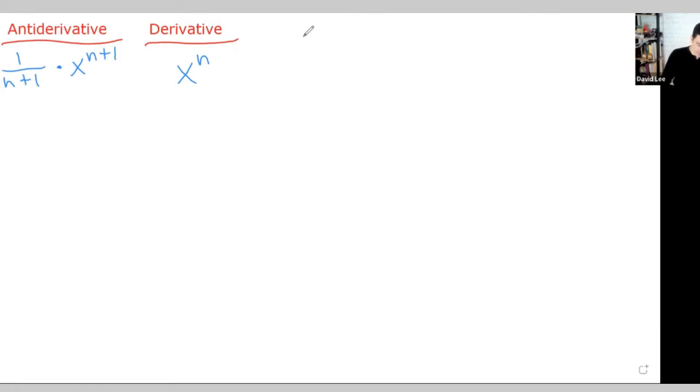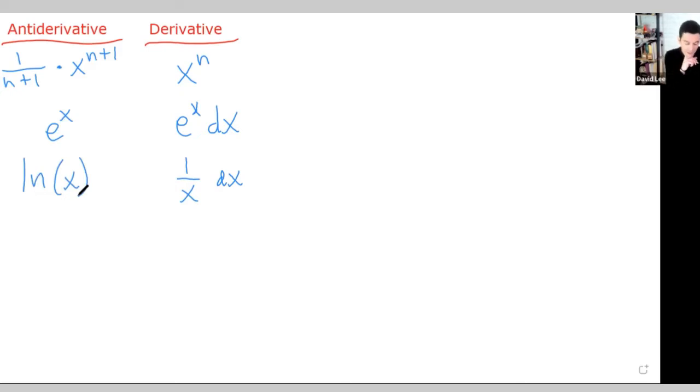If you have something whose derivative is e to the x dx, then your antiderivative would, of course, be e to the x. If the derivative looks like 1 over x dx, then the antiderivative is ln of x. What if you have something like 1 over x ln a dx? Then its antiderivative would be log base a of x.